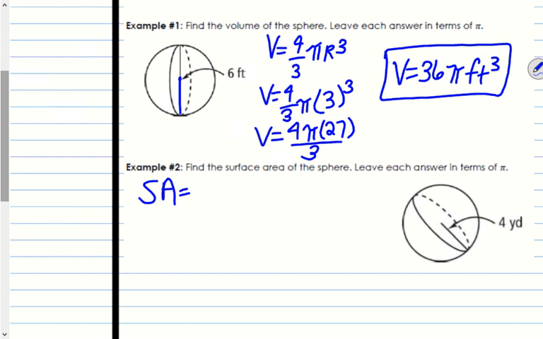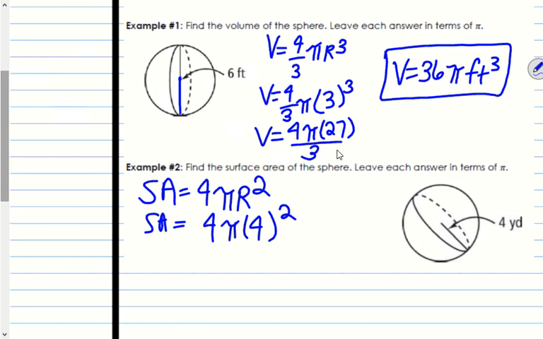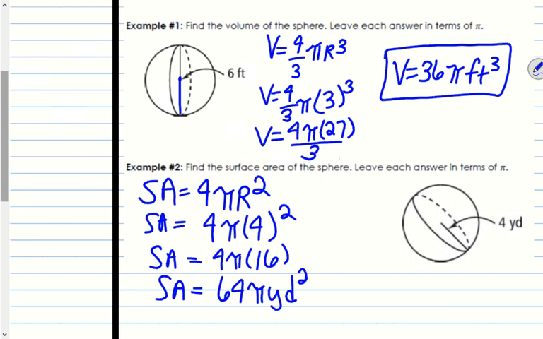Surface area formula is 4 pi r squared. Surface area equals 4 pi. The radius is 4. We'll be squaring that. Surface area equals 4 pi times 16. 4 times 16 is 64. It's 64 pi yards squared. Okay? It is yards squared, not cubed, because again, surface area is still only two-dimensional. So volume 4/3 pi r cubed, surface area 4 pi r squared.